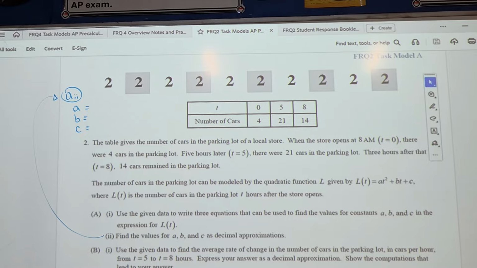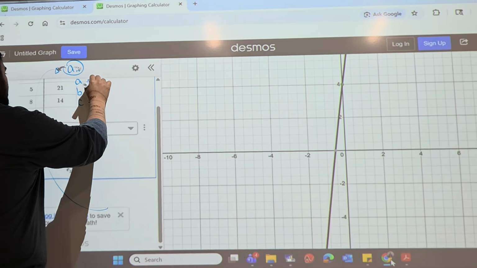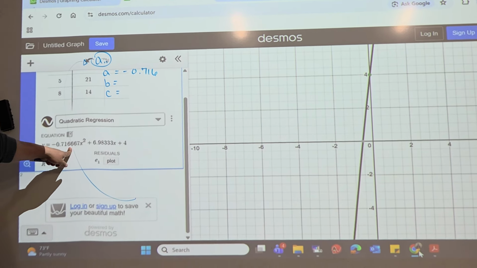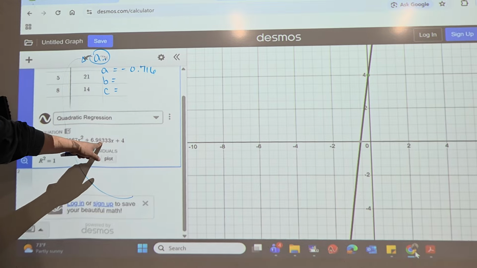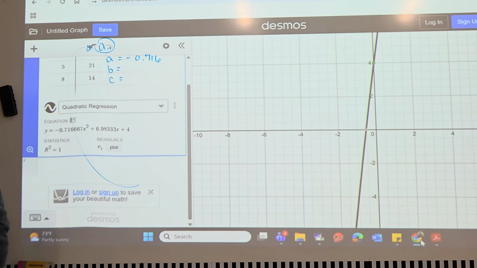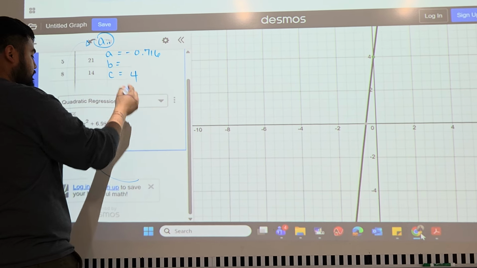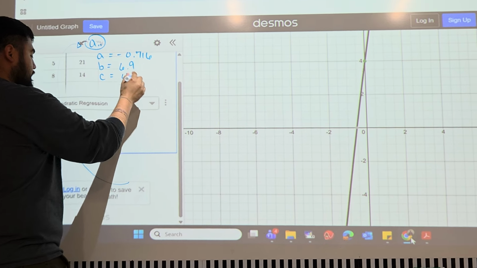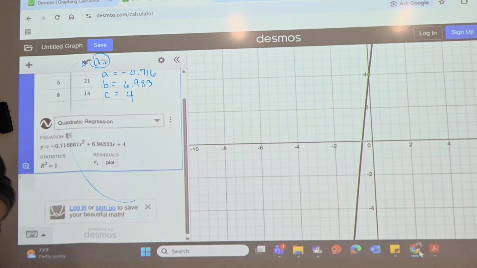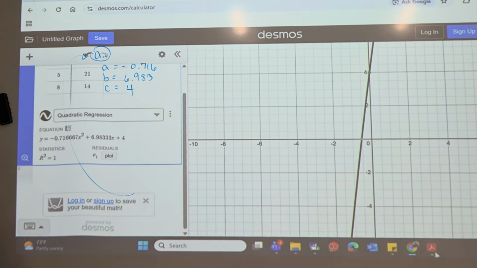So now, if I go to the graph and get this, I have A equals negative 0.716, which is right here. Right, A is the one with the highest degree, B is the one with second highest degree, and then the third one is without a degree, right? Just a constant. So C is equal to 4, B equals 6.983, and again, it's only 3 numbers after the decimal. So that's A2, right?